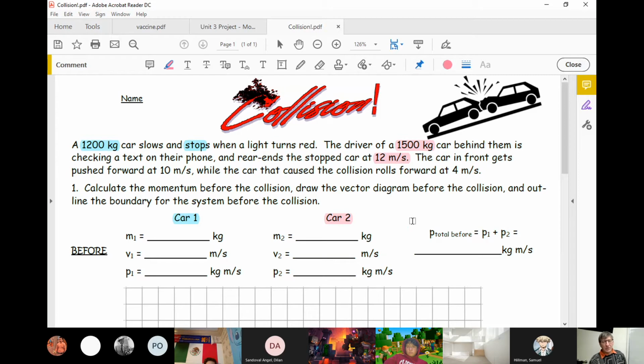The other information we need is for the after. I might as well highlight those while I have them. The car that caused the collision kept rolling at 4 meters per second. The car that was hit ended up moving at 10 meters per second.